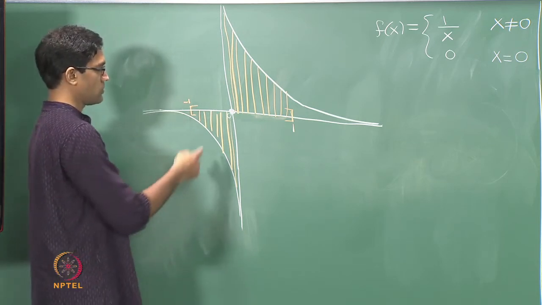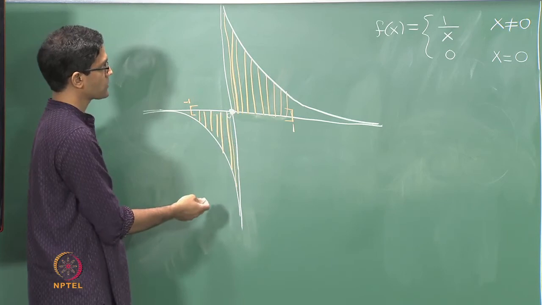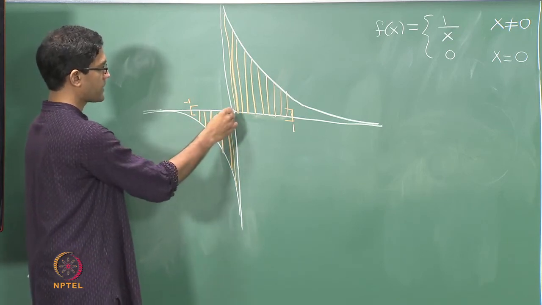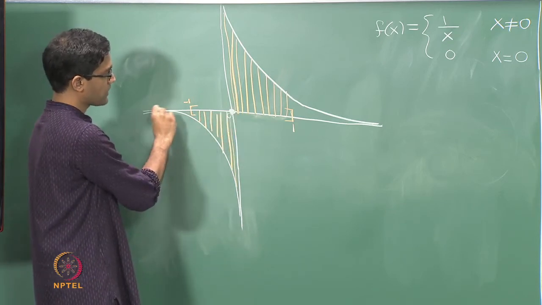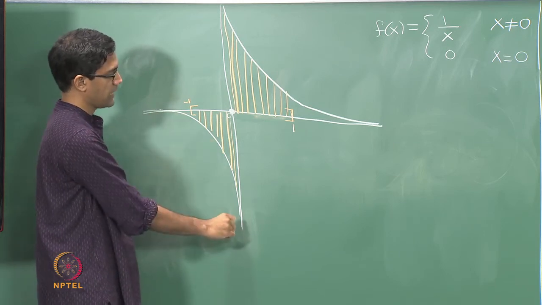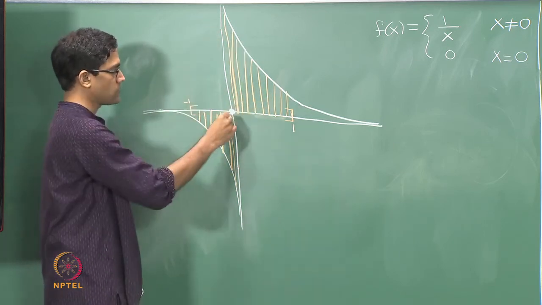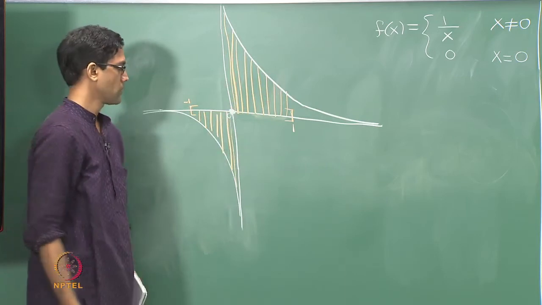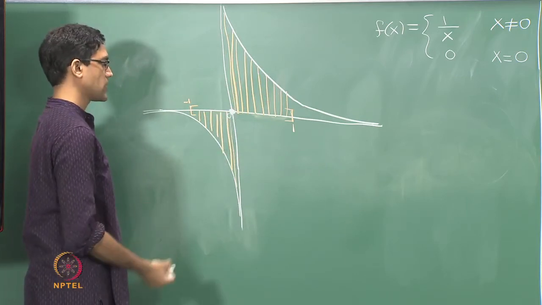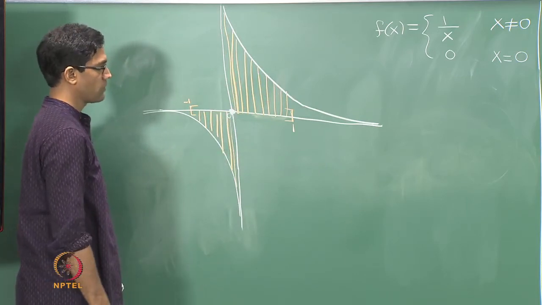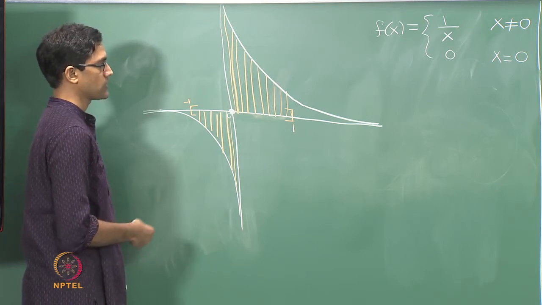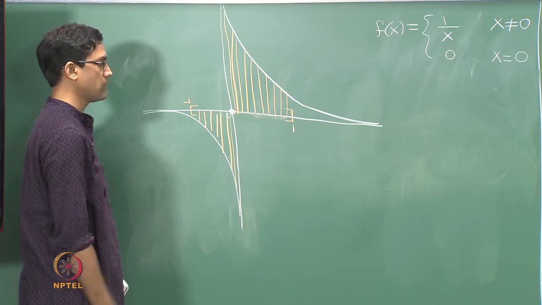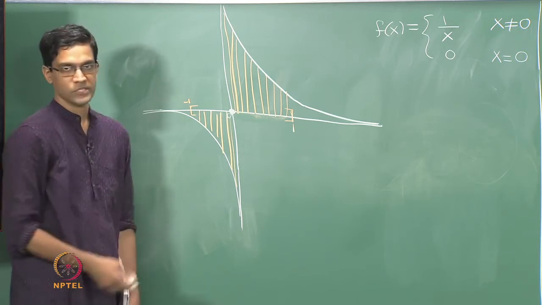Notice again that this is an example of a discontinuous graph, because clearly there is a break at 0. So the graph really is in 3 pieces: the negative 1 by x piece, the positive 1 by x piece, and the piece at 0. So this is an example of a discontinuous graph, and one in which there is neither a maximum nor a minimum on the interval between 0 and 1.